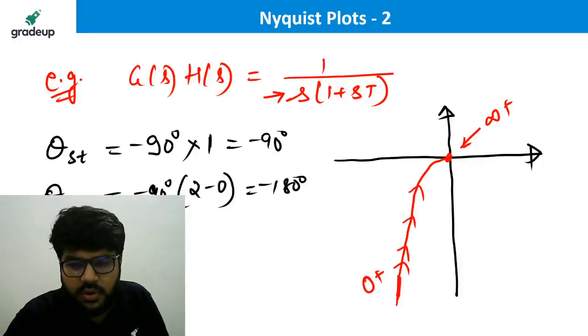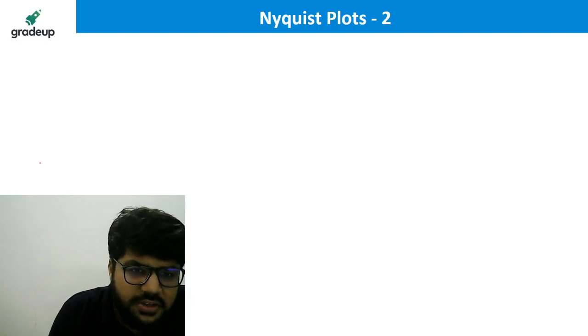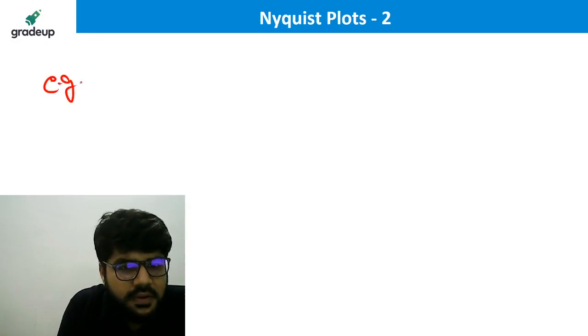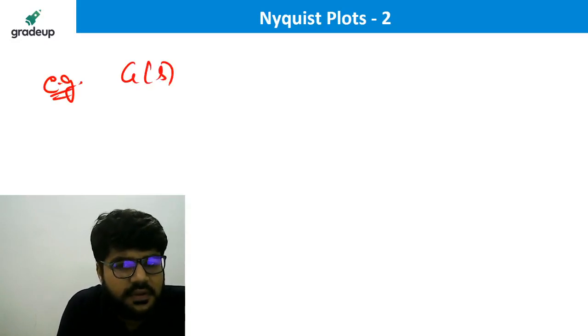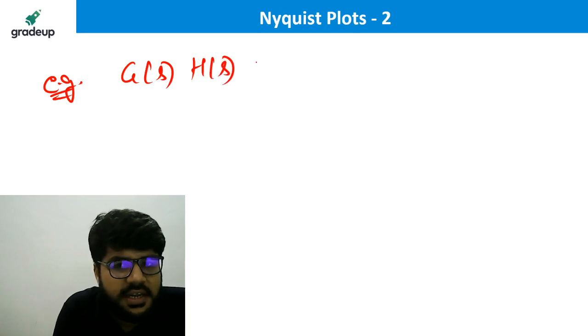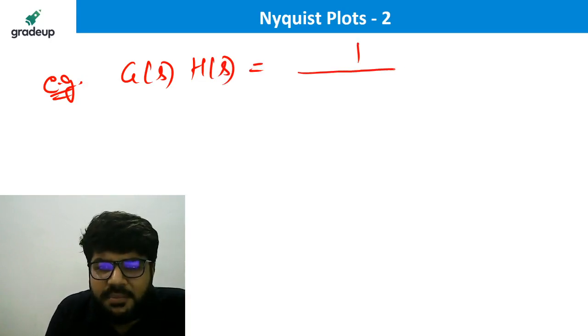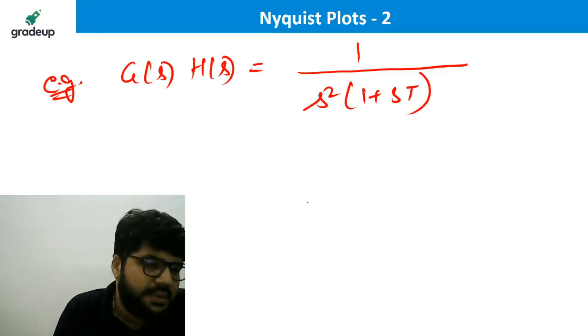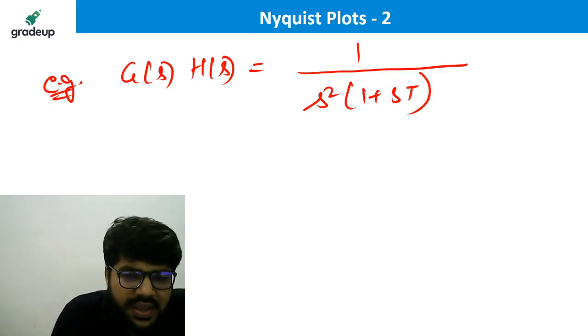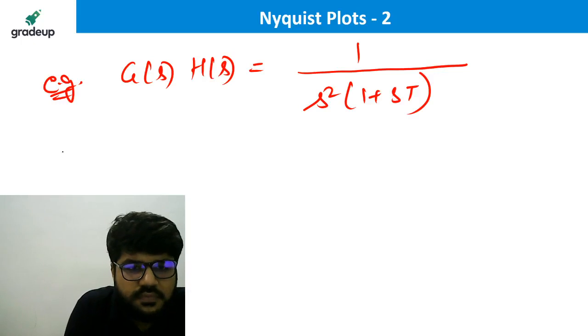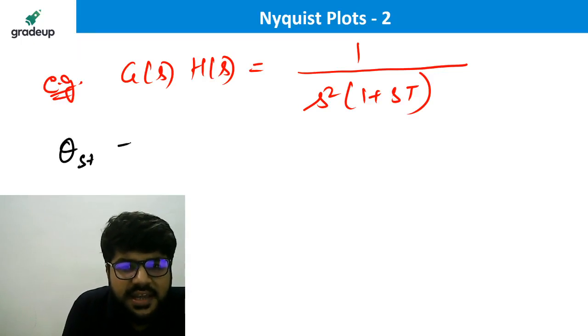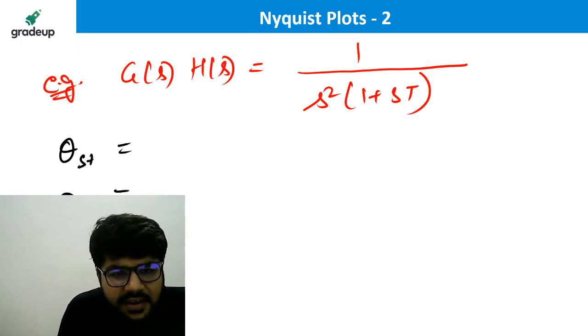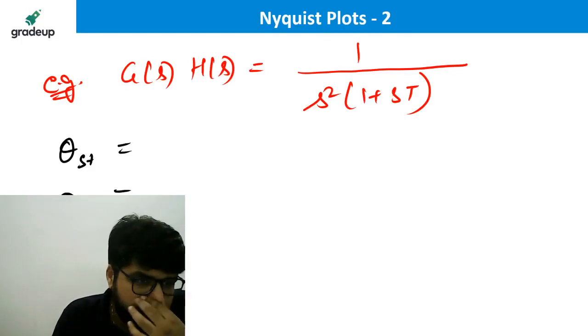Let's take one more. We'll actually take a few more. Next one. G(s)H(s) equal to 1 upon s square, 1 plus sT. Theta starting and theta diving. Write down the angles.